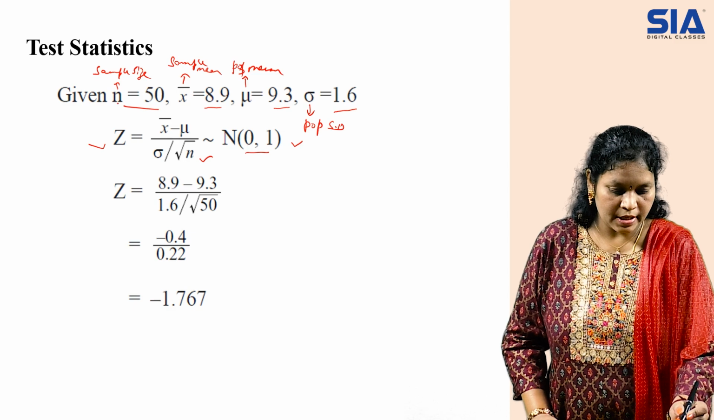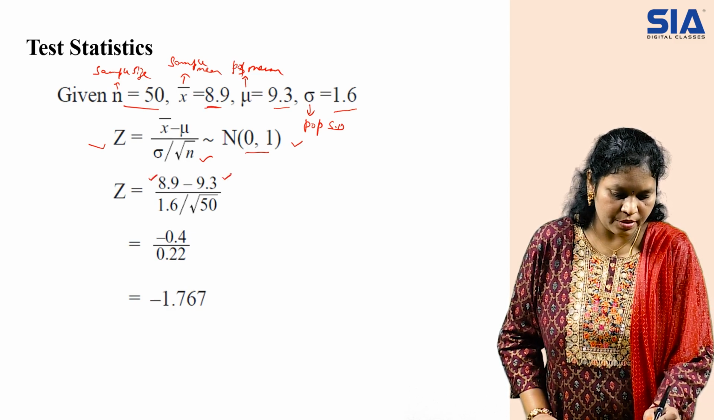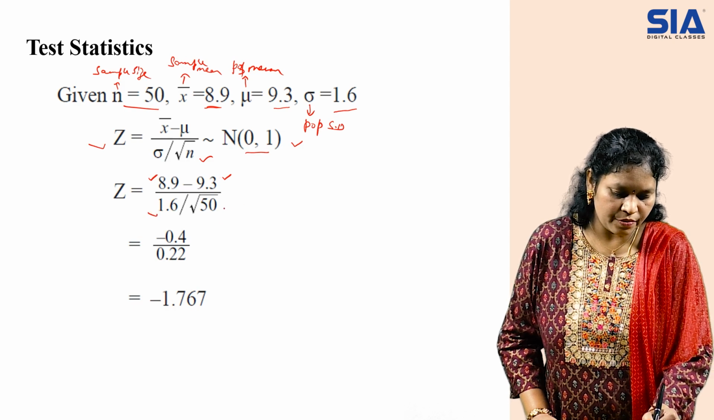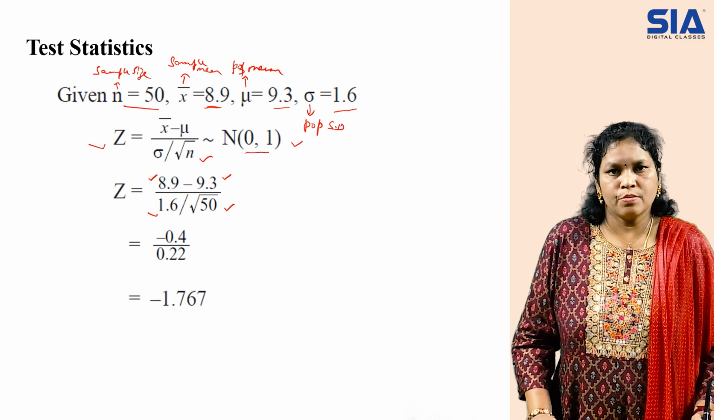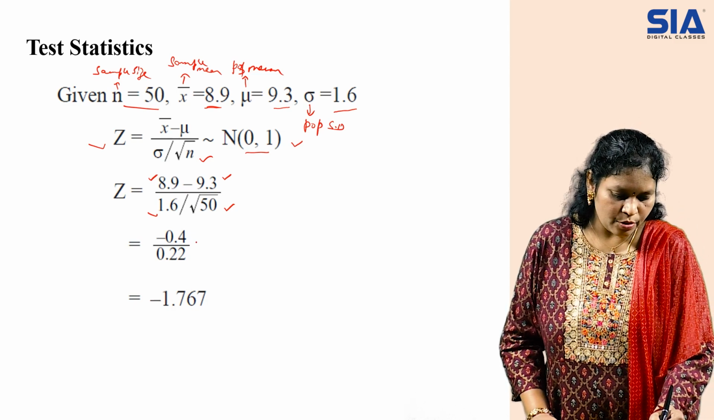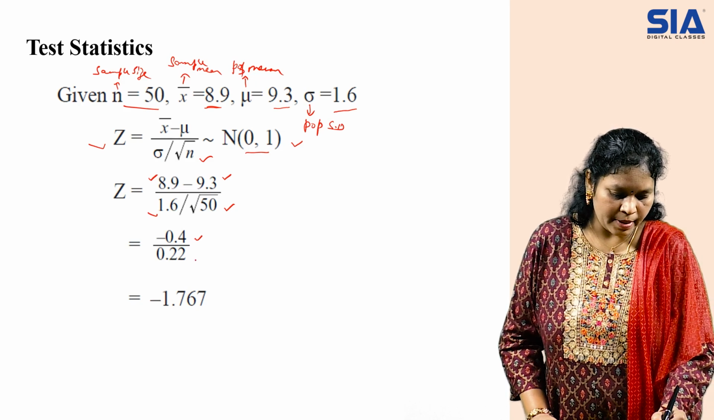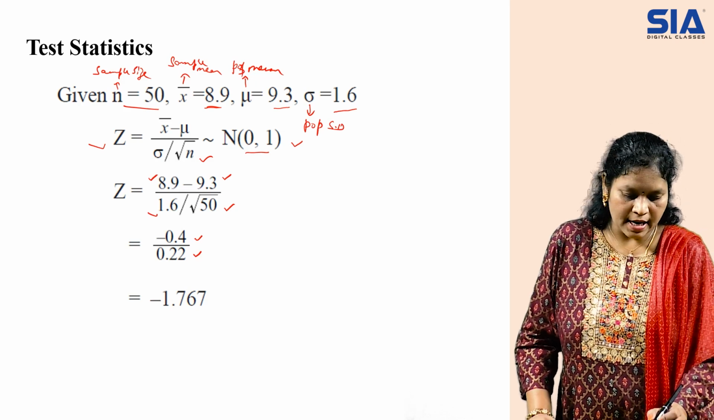So I am substituting x bar, that is 8.9, minus mu, that is 9.3, divided by sigma, that is 1.6, over root of 50, that is the sample size n. I have substituted all the values; take the calculator and calculate it. On the upper side, after doing the subtraction, I have got minus 0.5. On the lower side, by dividing and taking the root value, I have got 0.22. Then finally we divide the values and we get the answer z.